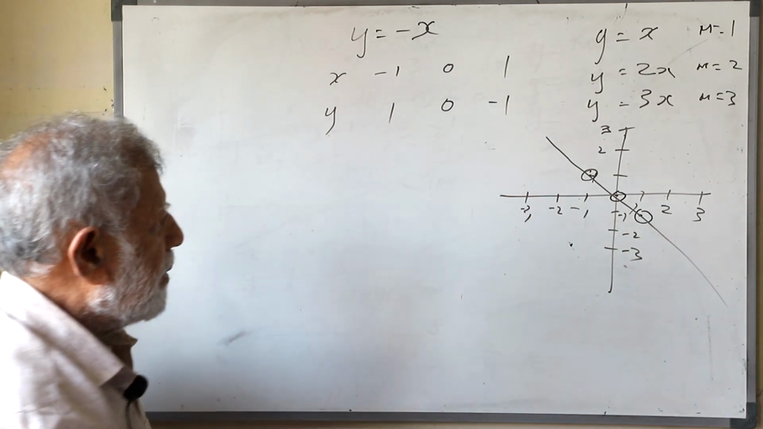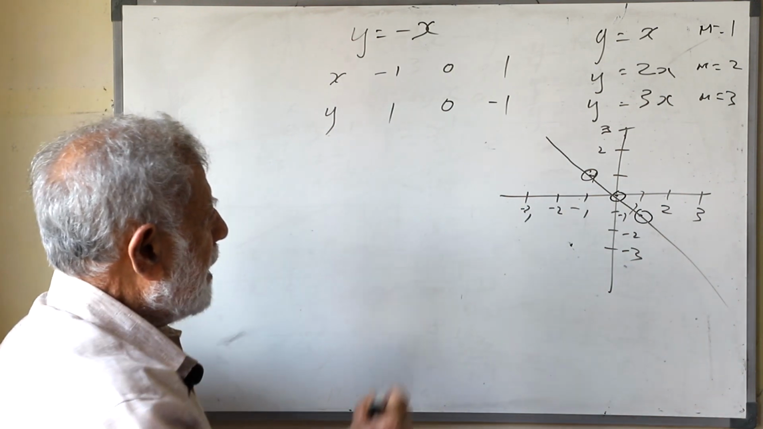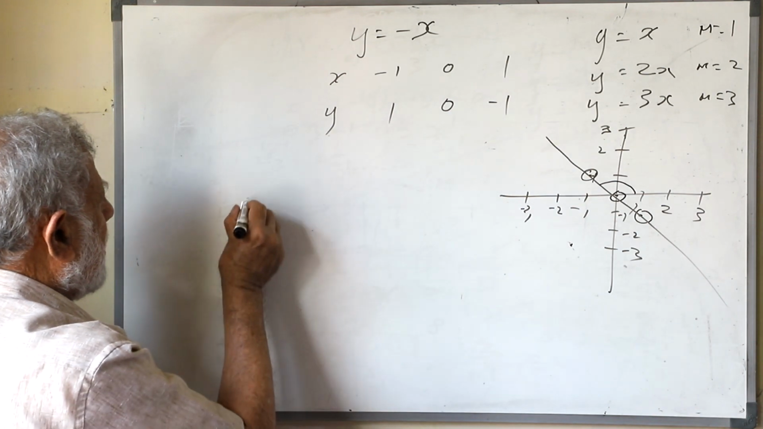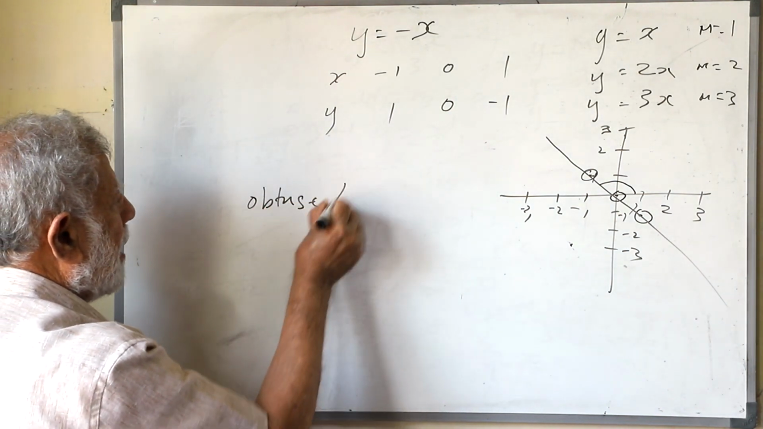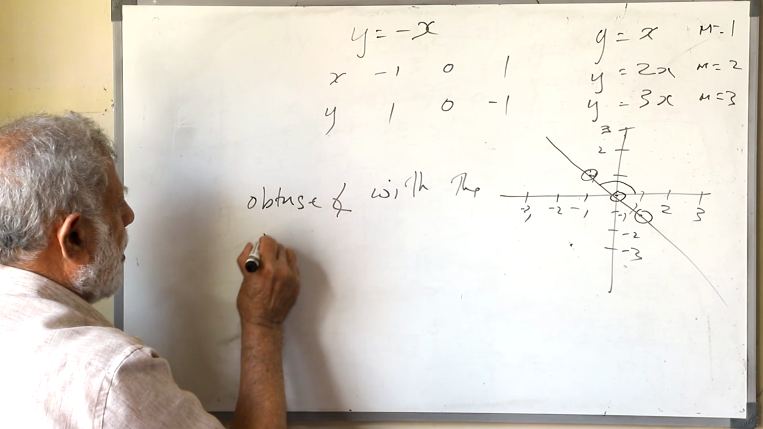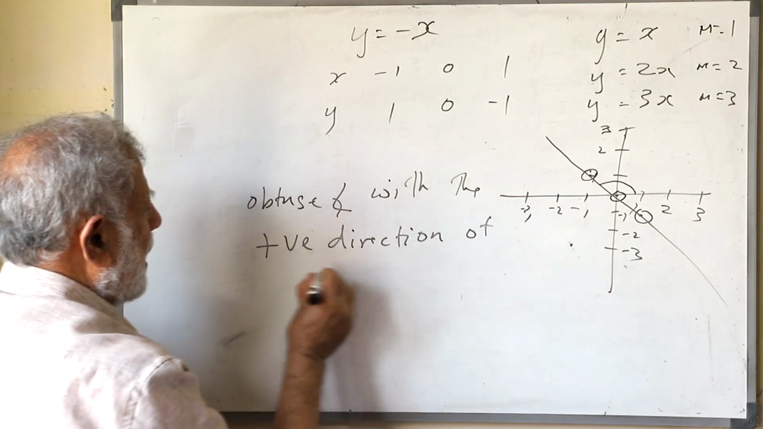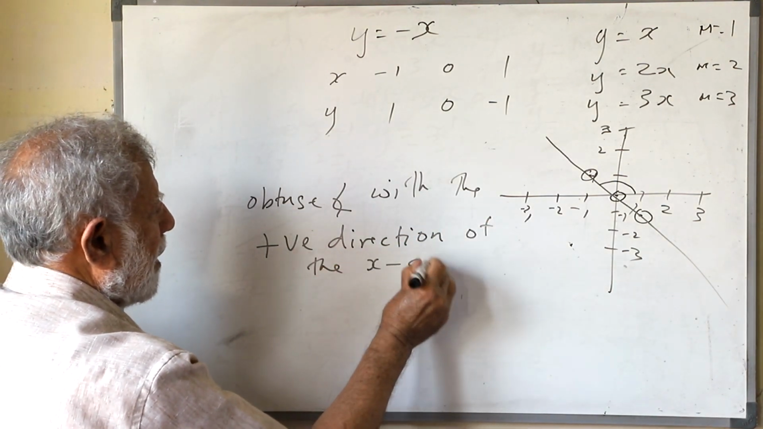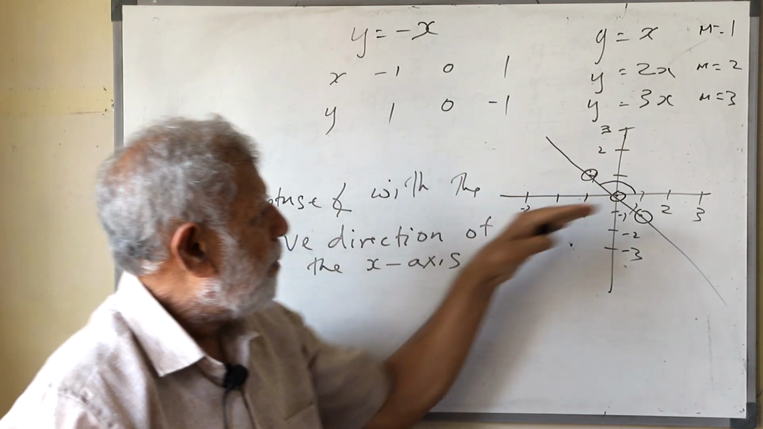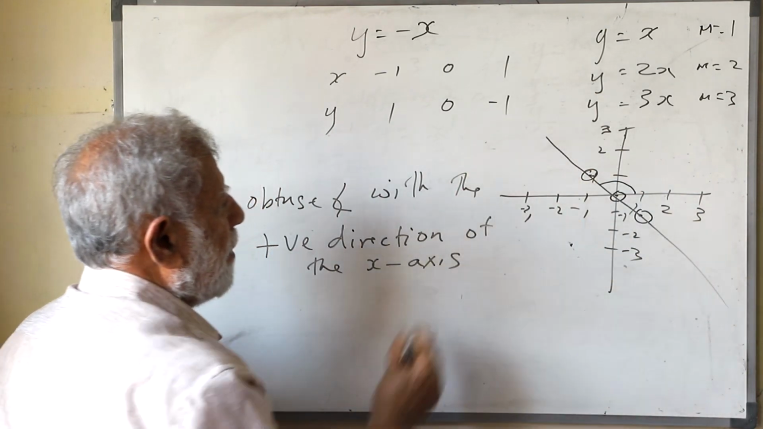Now here what we have noticed is that the line is turning this way, and this line is making an obtuse angle with the positive direction of the x-axis. What is the positive direction of the x-axis? This side is the positive direction of the x-axis, and this side is the negative direction. So this line is making an obtuse angle with the positive direction of the x-axis.